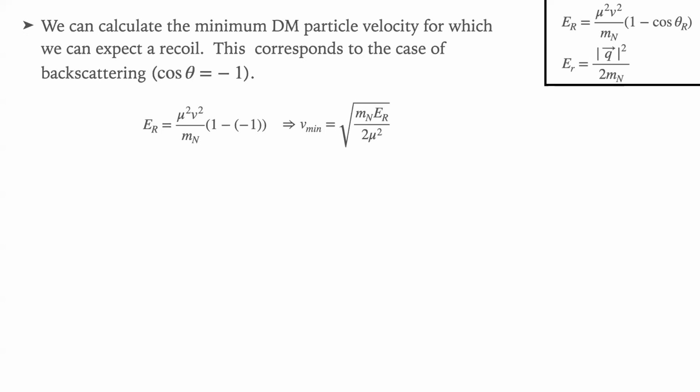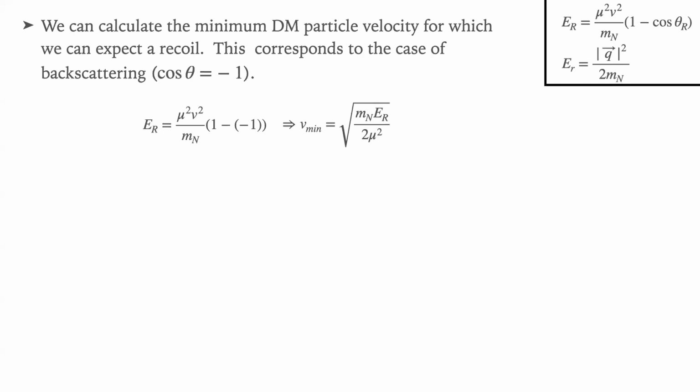and calculating it out, we can write this as, so the ER, our recoiling energy, is the reduced mass squared times the velocity squared divided by the mass of our nucleus, times 1 minus -1, which is 2. And then if I rearrange my terms, I can find an expression for the minimum velocity. And it's the square root of the mass of the nucleus times our recoiling energy divided by 2 times the reduced mass squared. And that whole thing, we take the square root of.